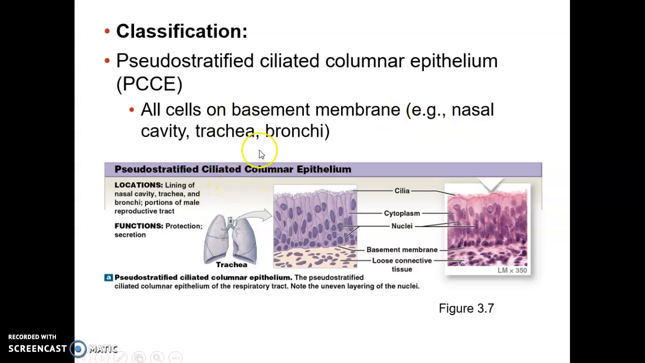In the nasal cavity, the cilia move in the opposite direction, and the cilia move the mucus with trapped particulate matter down towards the esophagus, throat, where you either swallow or spit it out. And we'll talk about that more later when we do the respiratory system. So PCCE, another epithelium.